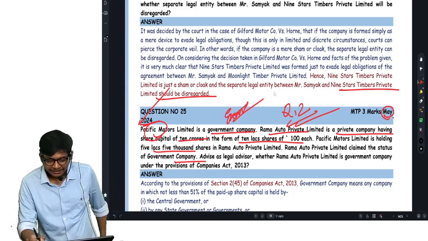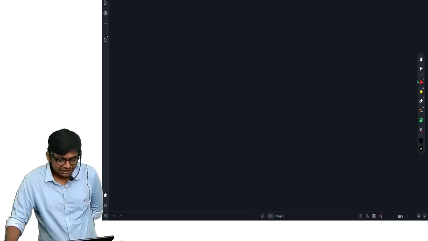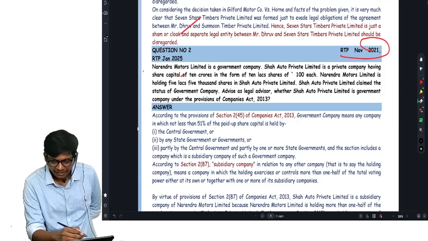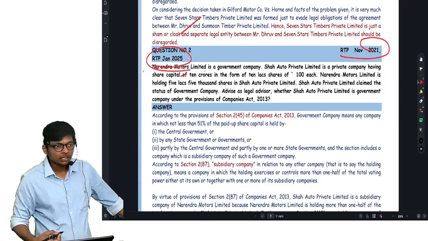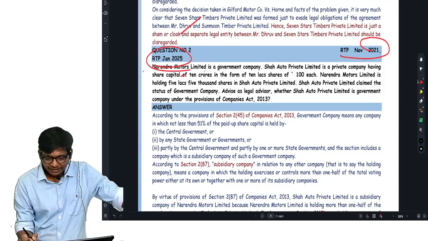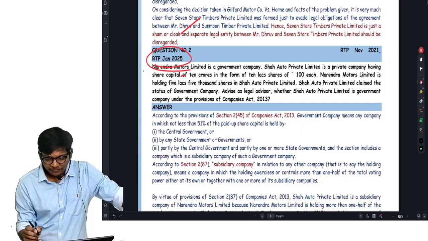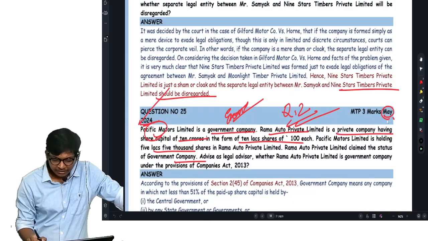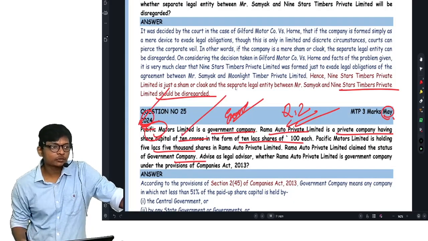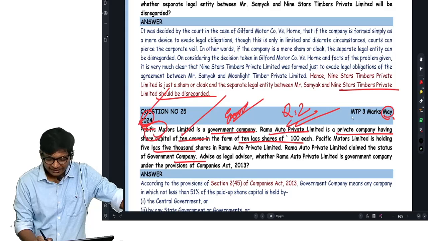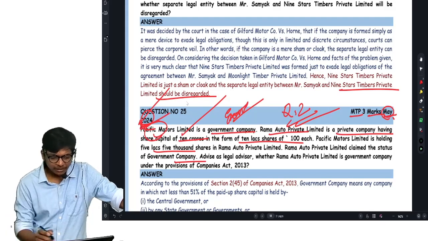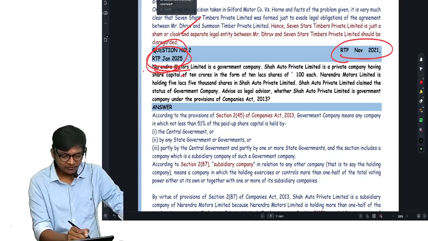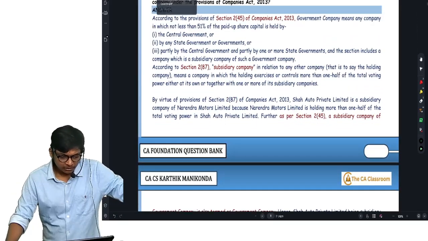When did it come in the main exam? May 2024. That second question, it came in RTP November 21. That means long back, if the student had studied RTP November 21, then in May 24 he would have tackled this question. Are you following, guys? MTP 3 marks, and now it has come again in RTP Jan 25, so that is also covered. Fine.